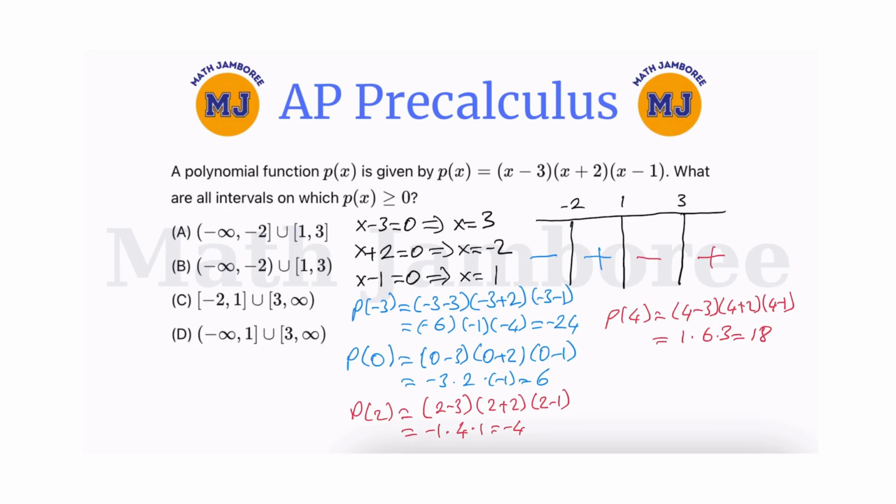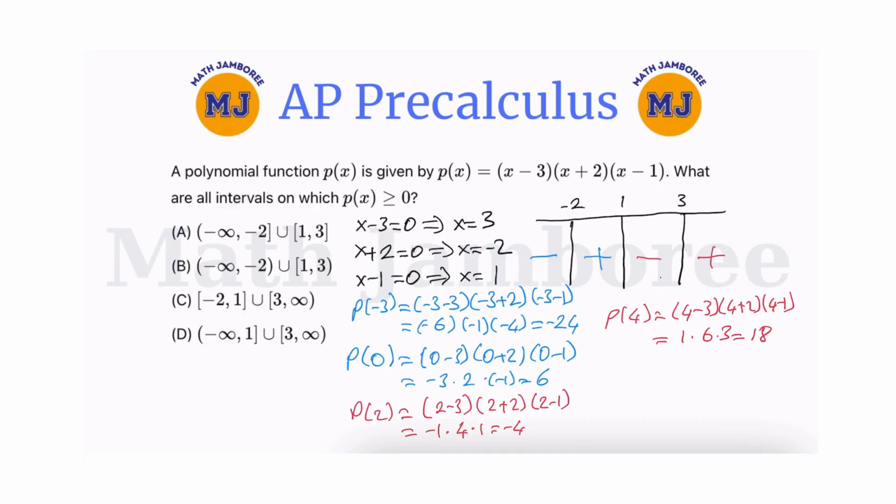So as you can see, we have determined the sign of p of x in each interval. We can summarize our signs. Here is negative, positive, negative, and positive. Since we are looking for where p of x is greater than or equal to 0, we want the intervals where p of x is positive or 0. The polynomial is 0 at x equals negative 2, 1, and 3. So we include these points as well.